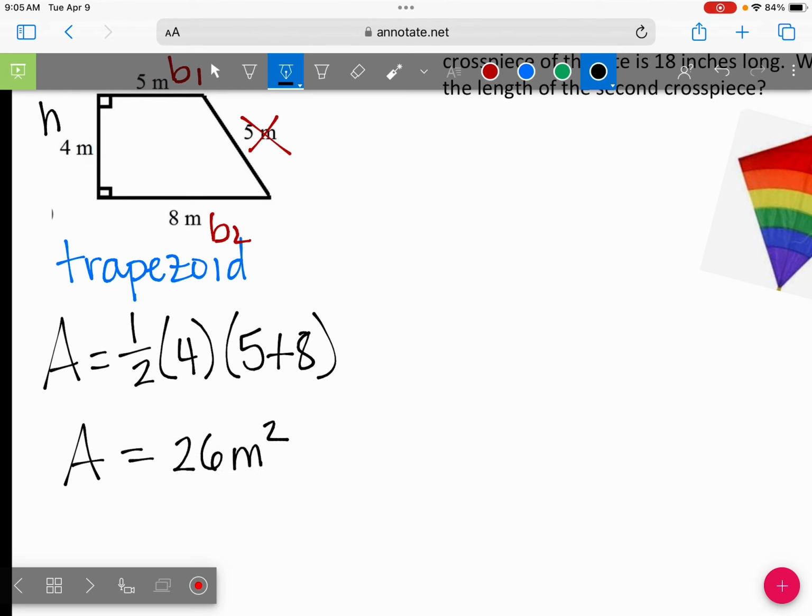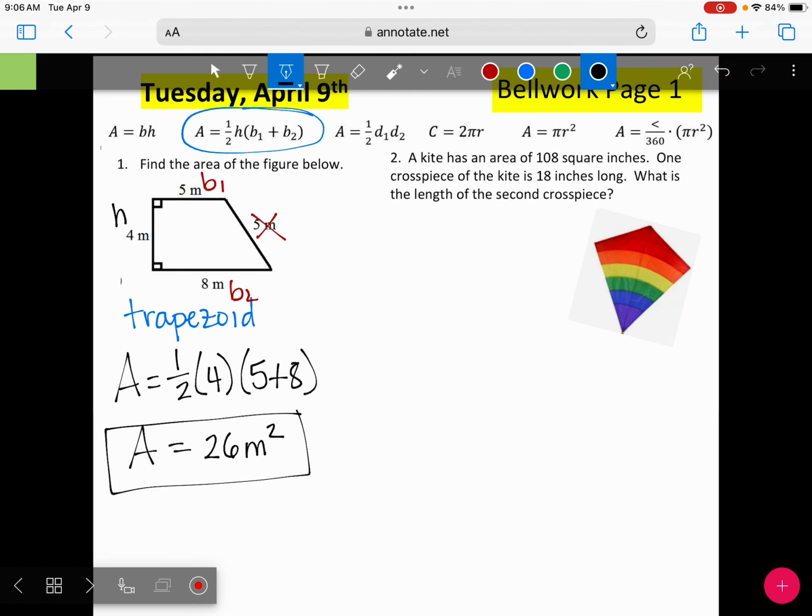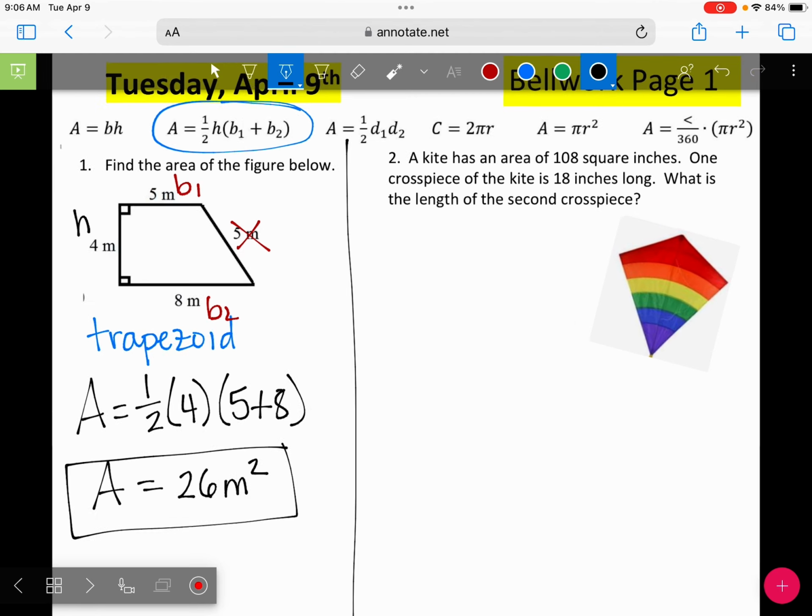I think it's 26, but I'm not using a calculator. Did anyone else get 26? Okay. So that would be your answer. Any questions about how we did number 1? All right, let's look at number 2.